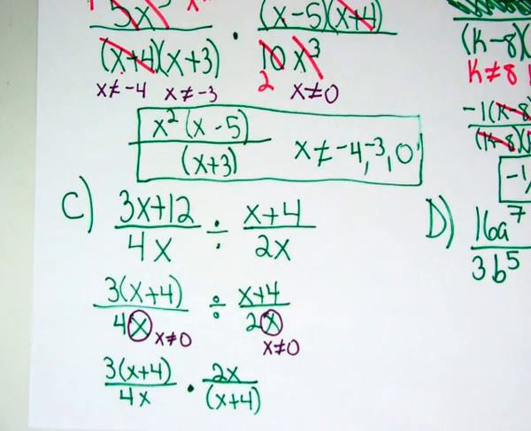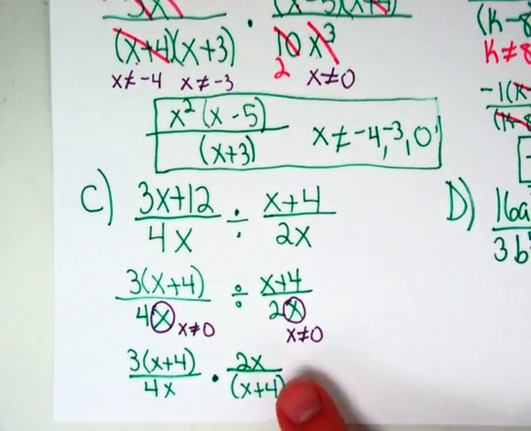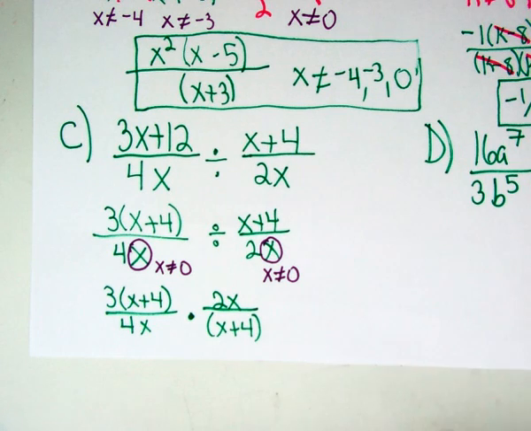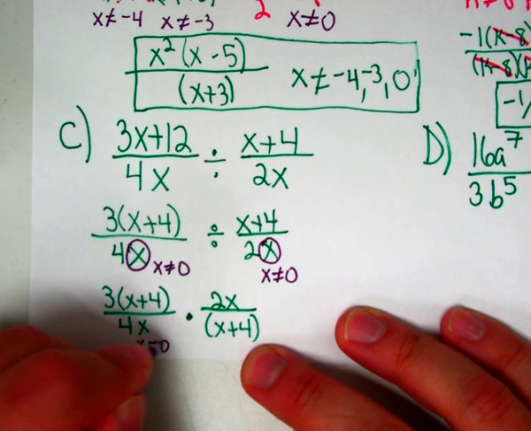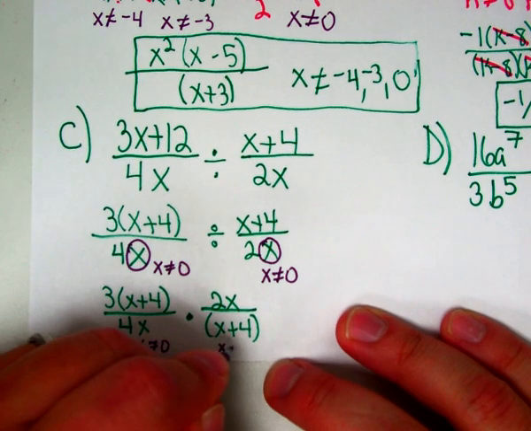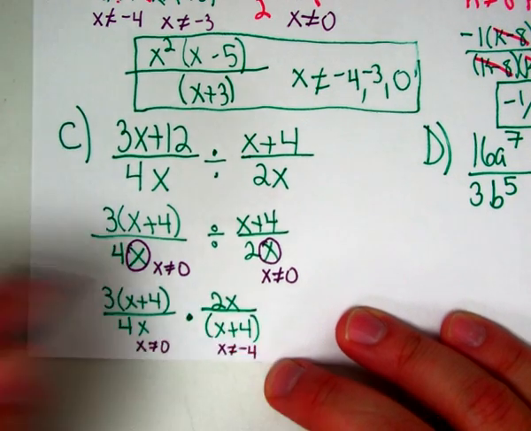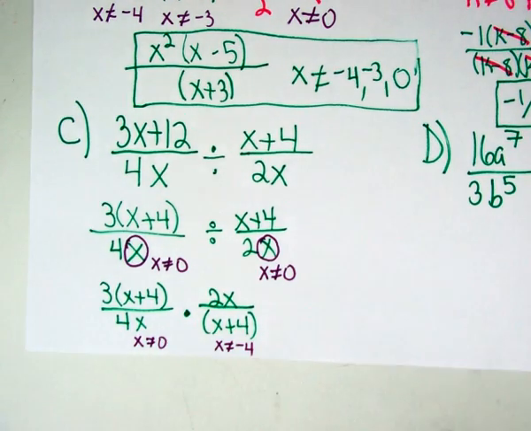Now, notice again, we have a fraction here. Because we have a fraction, we have to worry about the domain restrictions again. So what this means is that we have x cannot equal 0 right here, and x cannot equal negative 4 right here. So you still have to worry about those domain restrictions. Let's simplify this one.